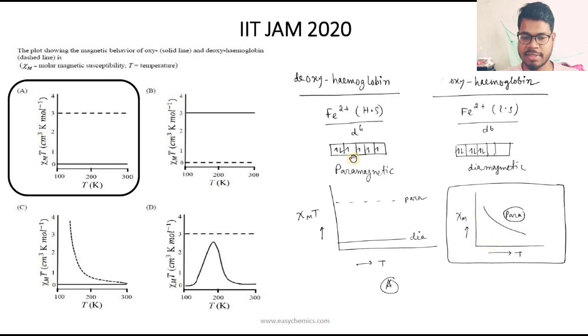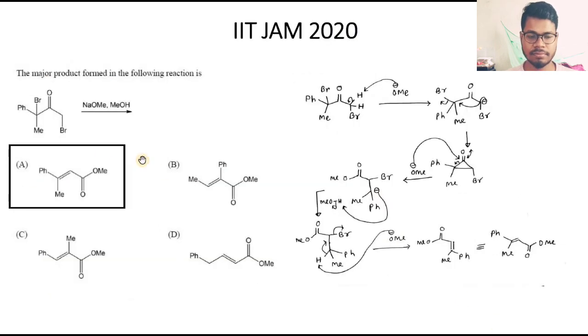That means in the paramagnetic plot, they have shown the solid line, paramagnetic, that means high spin state, that means deoxyhemoglobin, and the dashed line is diamagnetic. Okay, that is paramagnetic. That's why paramagnetic lines are above the diamagnetic line. Okay, this is the explanation for that.